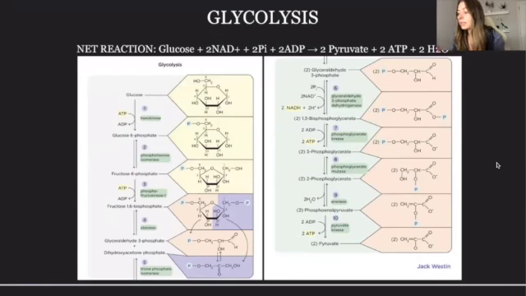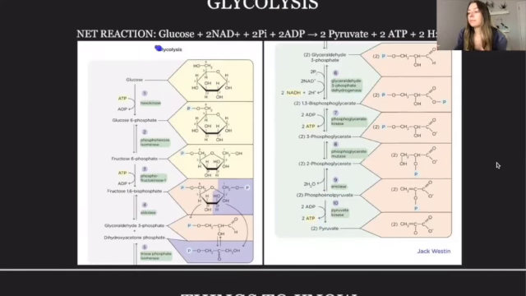Because it has highlighted the steps where ATP is used. It clearly labels the irreversible steps. You'll notice that those are the same steps in which ATP is used, and then the steps in which ATP and NADH are created. And another irreversible step. So know the net reaction, know how many ATP are used and how many are created, and then how many net ATP there are. Also know the irreversible steps.